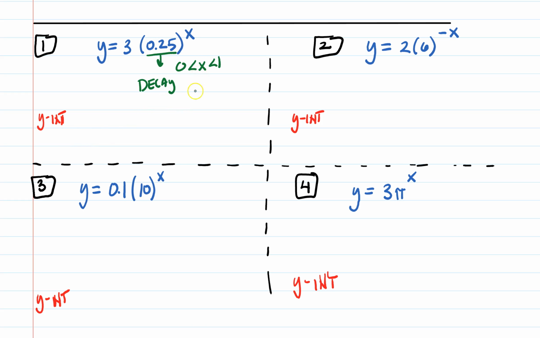Then the next part is, how do you find the y-intercept? Well, to find the y-intercept, you let x be 0 for anything. So if x is 0, then 0.25 to the 0 is 1, and 1 times 3 is the number 3. So I'm going to have (0, 3) as my y-intercept.